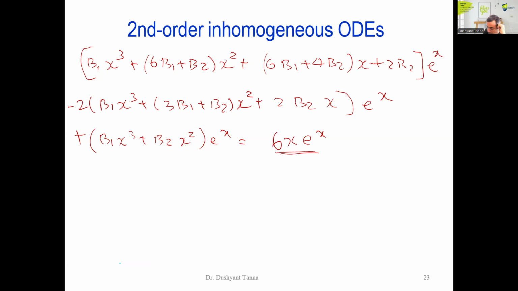You will have the x power 3 term, which is 0x power 3. You'll have some x square, that will also be 0 x square. The x will be equated. Okay, so this is your x square, right? This is your x power 3. This is your x square, right? Then you got the x term.